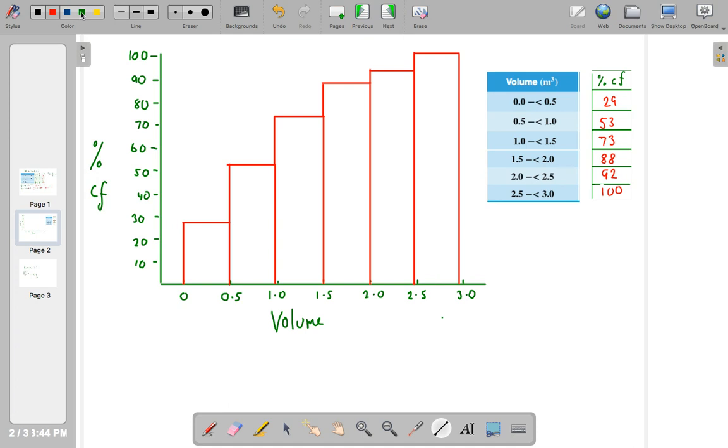And I'll use a different colour. Go for green this time. Actually, I'll go for blue. So bottom left to top right. Okay, so there's my ogive. All right. Okay, we're going to recap all this at the end, so stick with it, please.